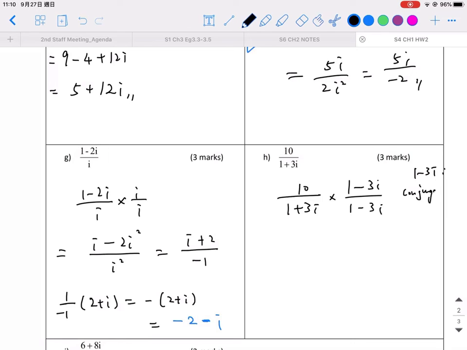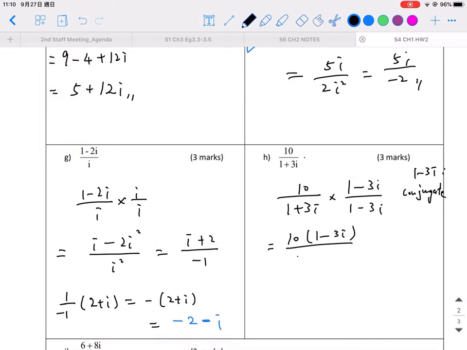Conjugate. Okay, so next time, if the denominator is 1 minus 3i, then you need to multiply by 1 plus 3i. Get it? Okay, next time. Now just multiply it. We have a technique: we don't need to expand it, because we will have something to cancel.